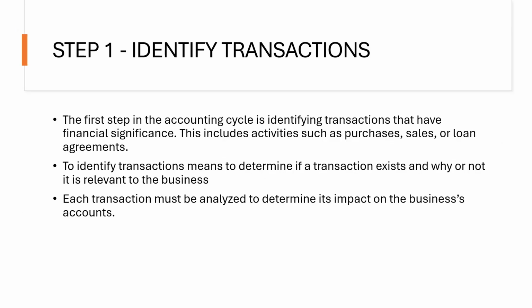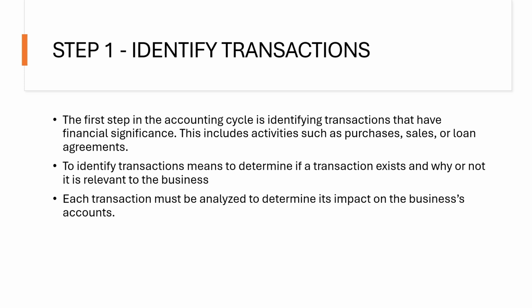Not all business activities qualify as transactions, as mentioned. By definition, a financial transaction occurs when there is an exchange of value. Examples include purchasing, selling, and loans. For example, signing a contract with a supplier does not immediately count as a transaction because no money has been exchanged. However, making a payment under that contract does qualify as a transaction.